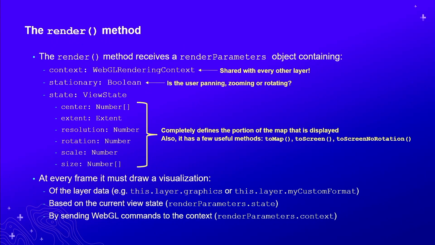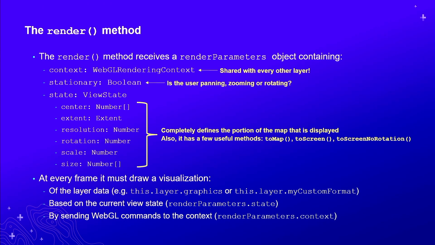The render method is basically the heart of the implementation, and it is called every time the map view has to render itself. The signature of the render method accepts render parameters, which is an object containing the rendering context, and a Boolean indicating whether the map is stationary or not. This might be required for some developers, depending on the purpose and the implementation of the layer.